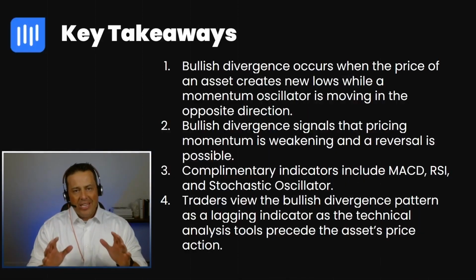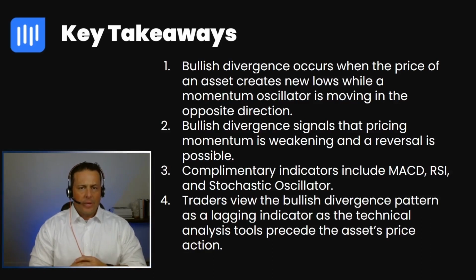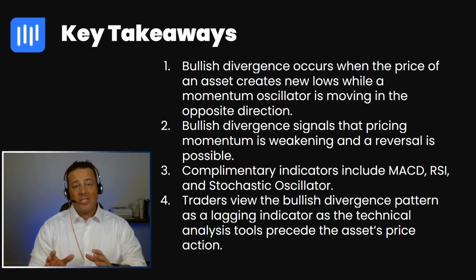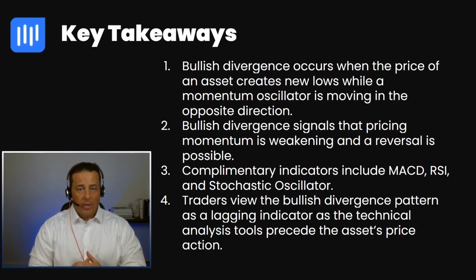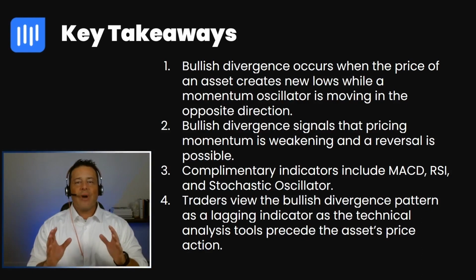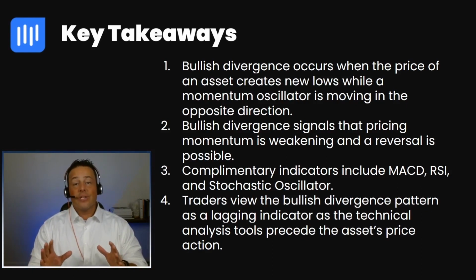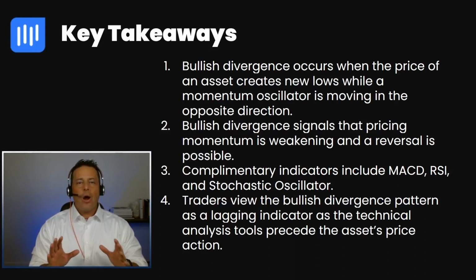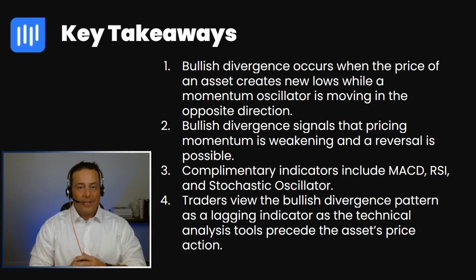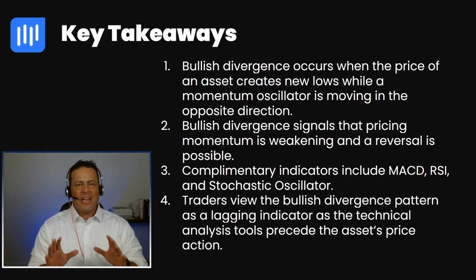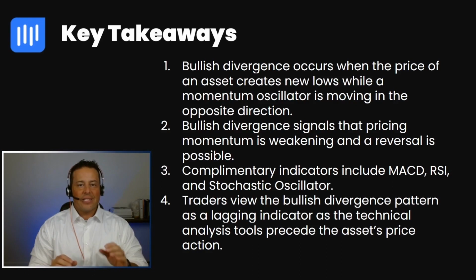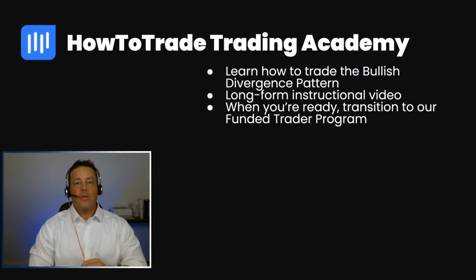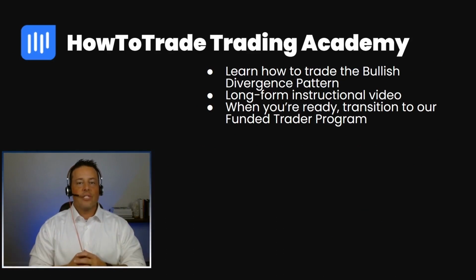Now, let's review some of the key takeaways from the bullish divergence pattern. Number one, bullish divergence occurs when the price of an asset creates new lows while a momentum oscillator is moving in the opposite direction. Number two, bullish divergence signals that pricing momentum is weakening and a reversal is possible. Number three, complementary indicators include the MACD, RSI, and stochastic oscillator. And number four, traders view the bullish divergence pattern as a leading indicator as the technical analysis tools precede the asset's price action.